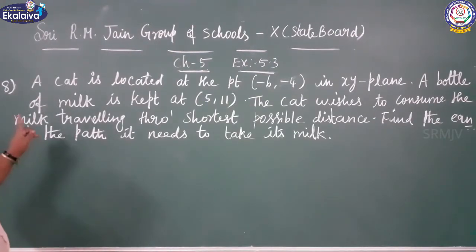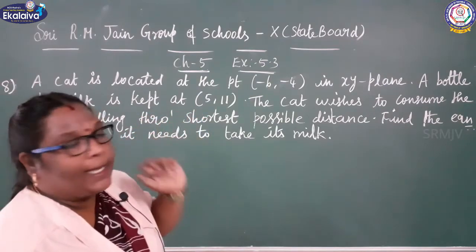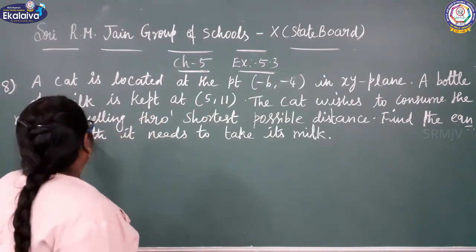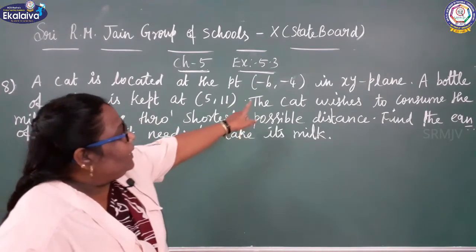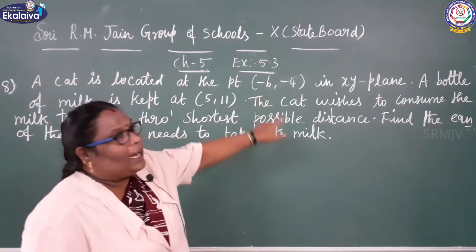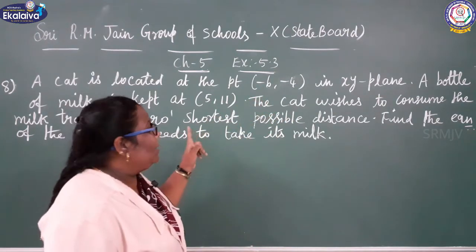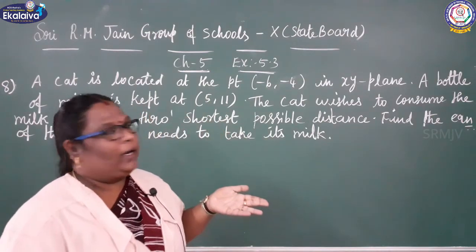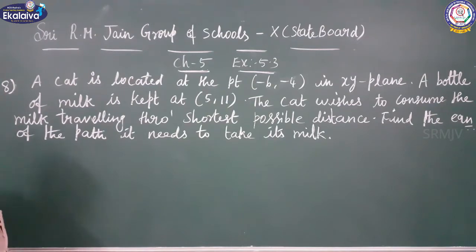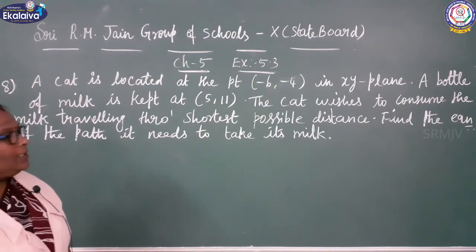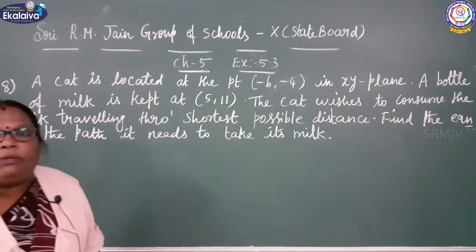See the 8th sum. A cat is located at a point minus 6, minus 4 in the xy plane. A bottle of milk is kept at 5, 11. The cat is located in the 3rd quadrant, but the milk is placed in the 1st quadrant. The cat wishes to consume the milk traveling through the shortest possible distance. Find the equation of the path it needs to take to reach the milk.